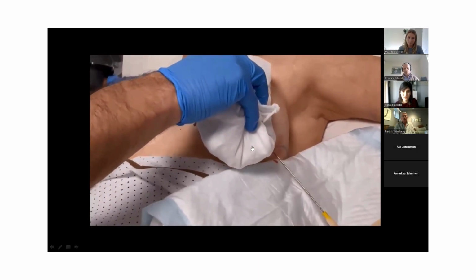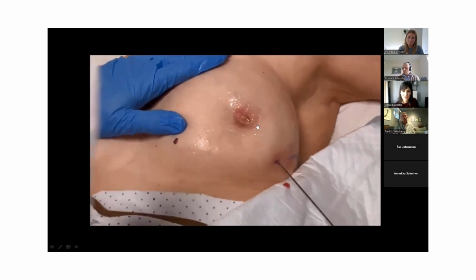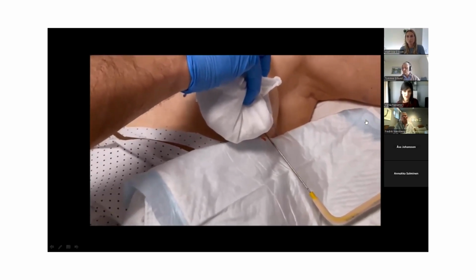Also, the patient does not feel any pain. She's really doing fine. You see, almost normal color again. And no complications in any of these patients, the afternoon after the cryoablation or the days before.